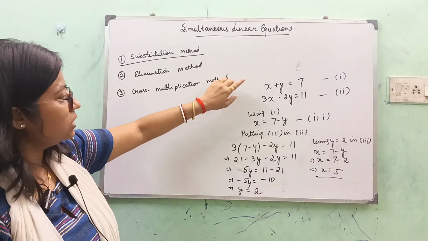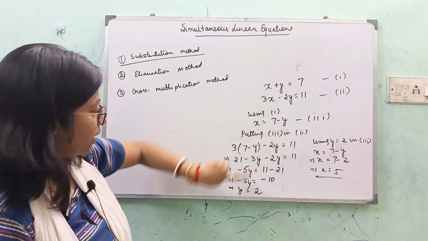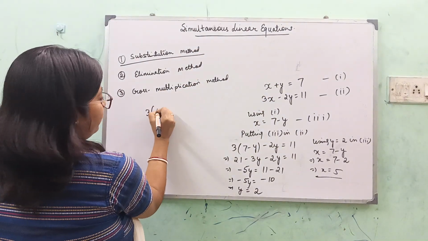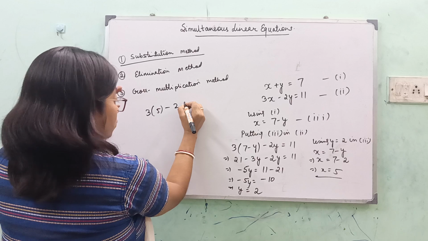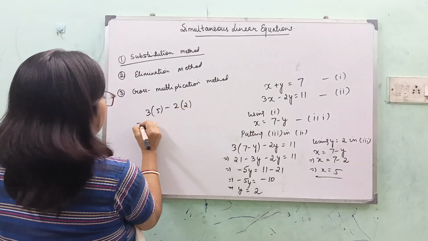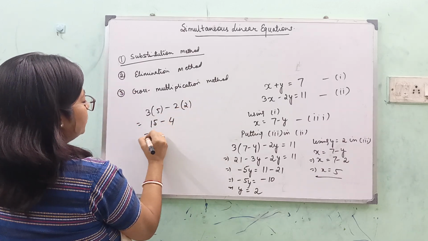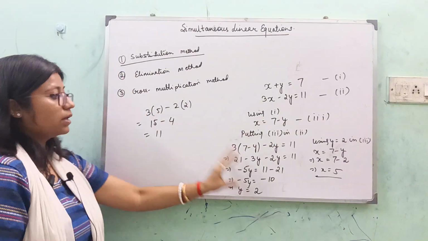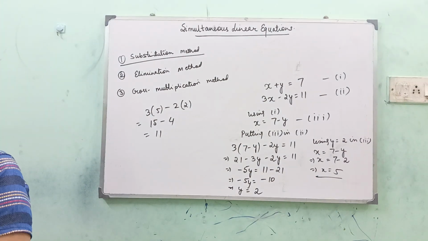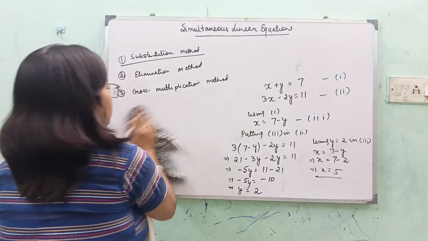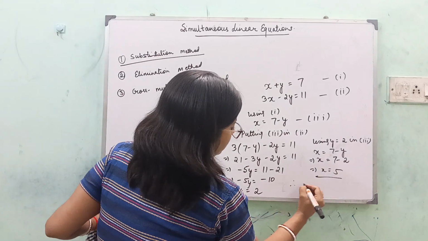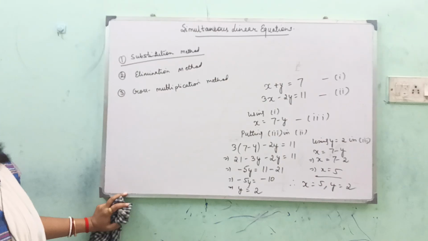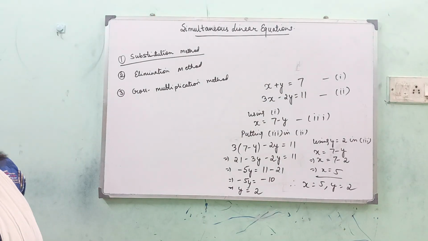So see, put 5 in place of x. 5 plus 2 is 7. Equation 1 satisfied. Second one, 3 into 5 minus 2 into 2. What is the result? 15 minus 4, which is 11. That is the RHS. That means we are getting a correct solution for the given system of simultaneous linear equations. That means this is the answer. Therefore, x equals 5, y equals 2. And in the previous sum also we got the same answer, x is 5 and y is 2.